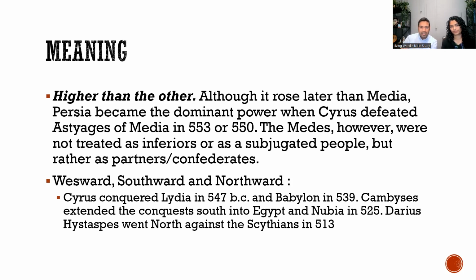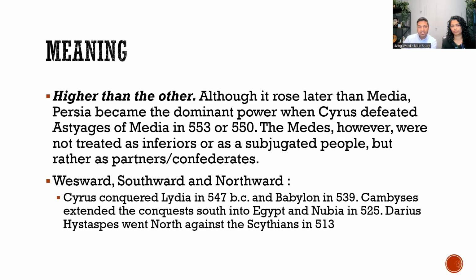But this all happened in 553, 550, not yet where they came and conquered Babylon. In 539 it conquered Babylon. After that, right, they defeated everybody. And the Medes, however, were not treated as inferiors or as subjugated people, but they were treated as partners. That's why it is always called the Medo-Persian Empire.